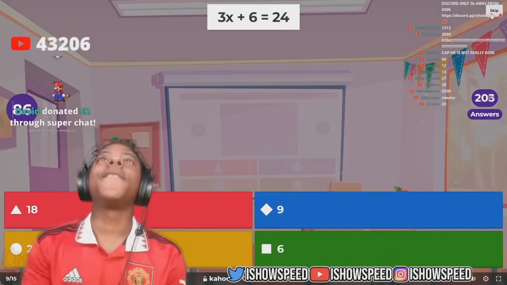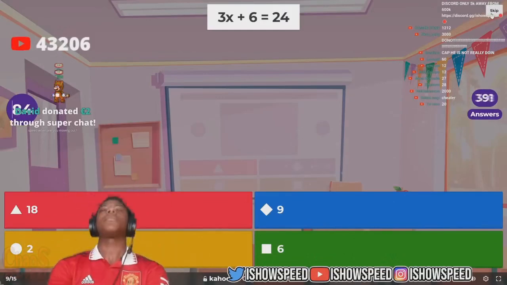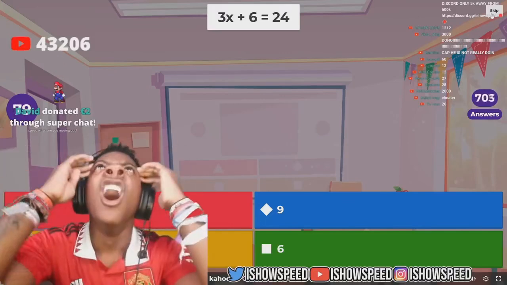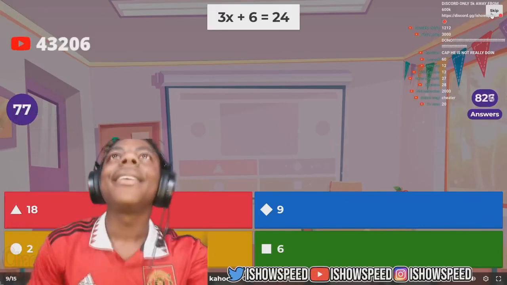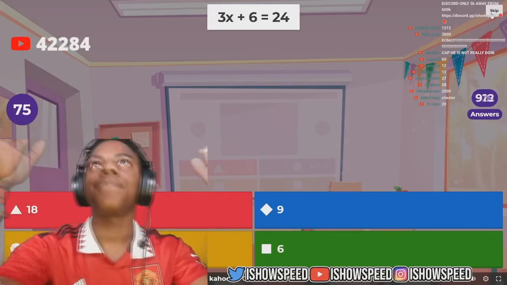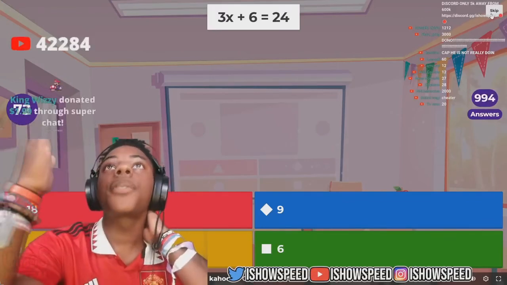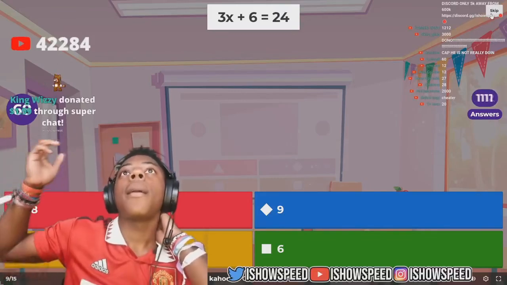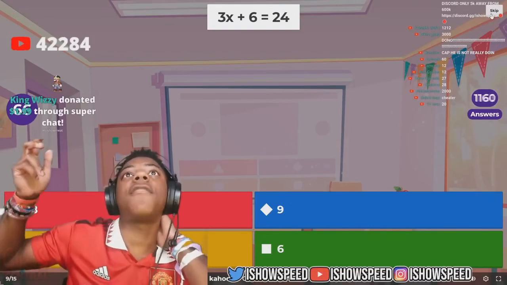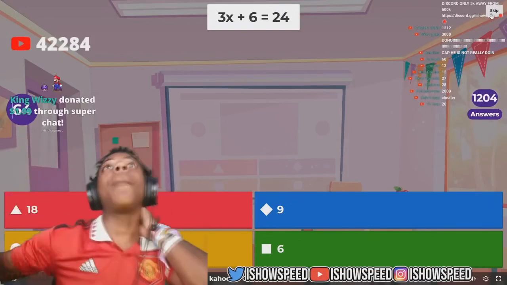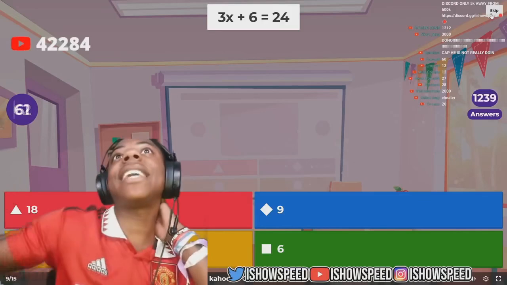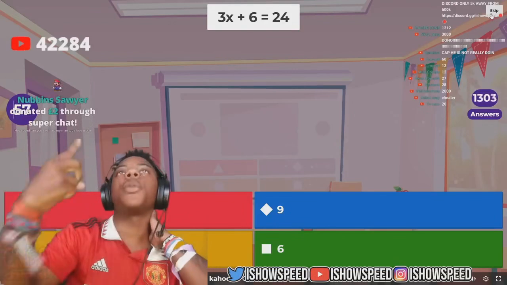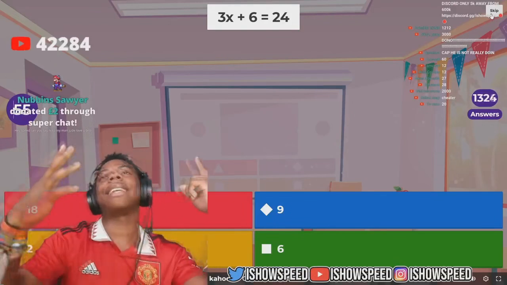3x plus 6 equals 24. Oh, my God. How easy can you make this look? What is 24 divided by 3? 8. So now you have x plus 6 equals 24. What's the opposite of addition? Subtraction. So minus 6 on each side. 6 minus 6 cancels out. 24 minus 6 is 23, 22, 21, 20, 19, 18. 18 is the answer.